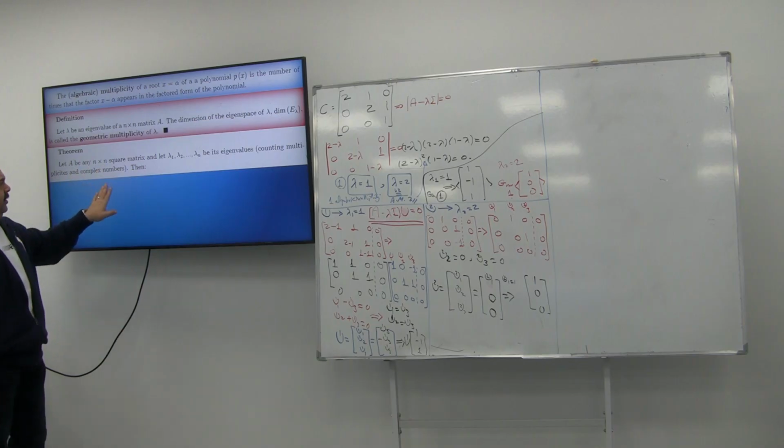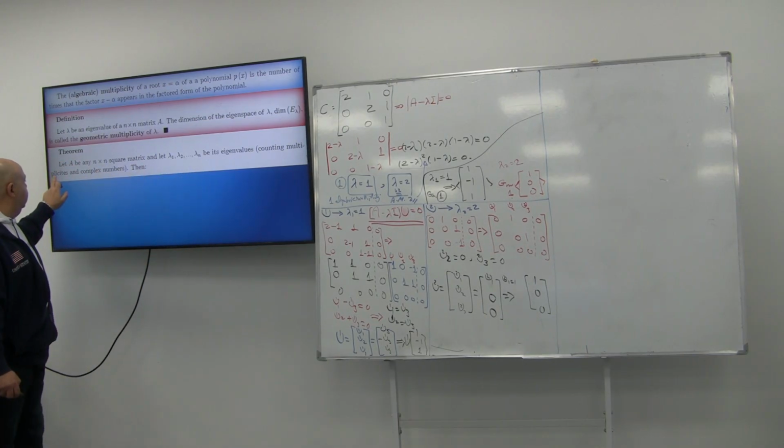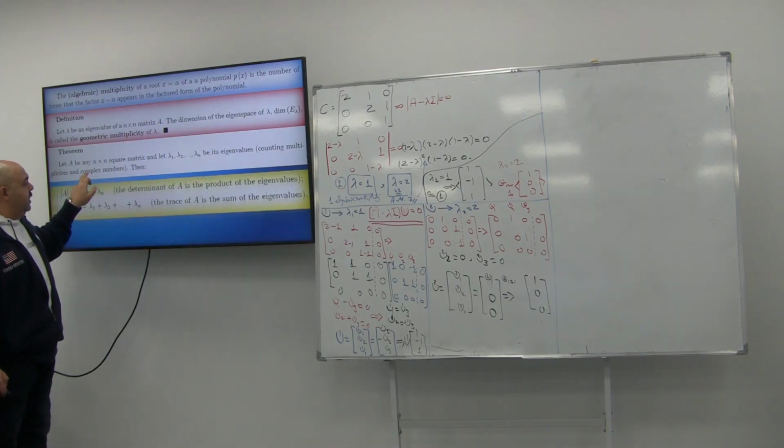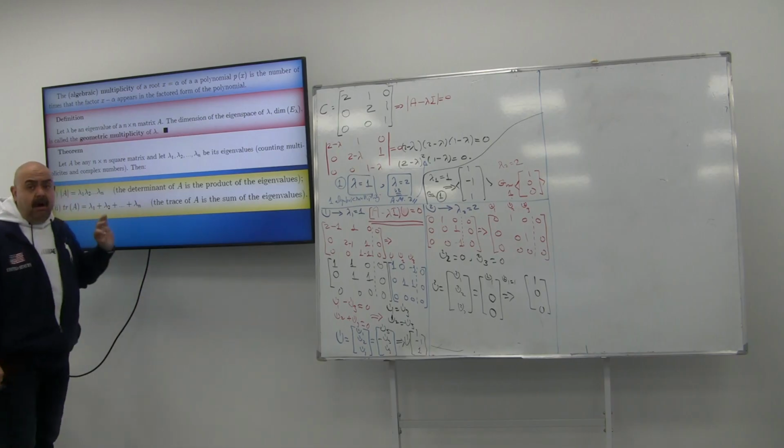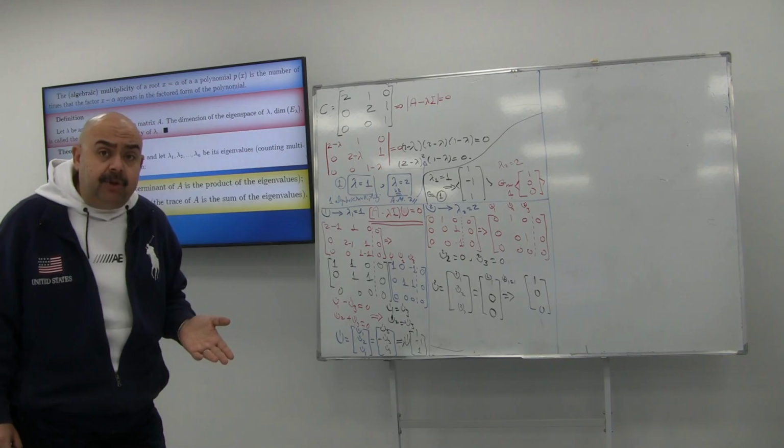Let A be an n by n square matrix. Let lambda be its eigenvalues, counting multiplicities and complex numbers. Then we will have the following. These two remarks are important. You may need them down the road. You may be asked about them in exams.